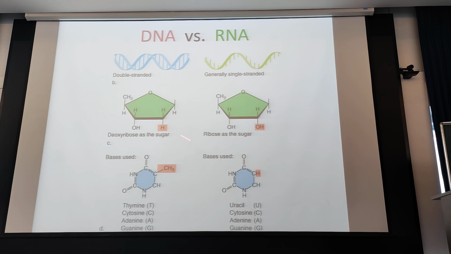Okay? And in DNA, we have 4 nucleotides: A, C, G, and T. T stands for thymine. While in RNA, the 3 other nucleotides are the same: A, C, and G. Meanwhile, uracil is just like thymine, but it replaces one methyl group with one hydrogen atom.